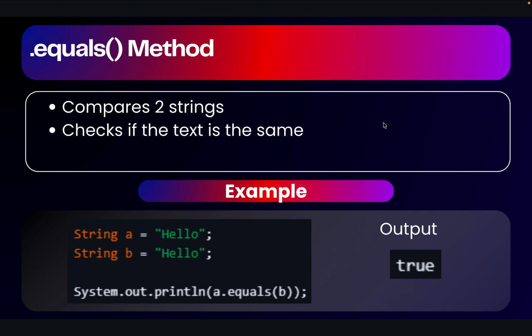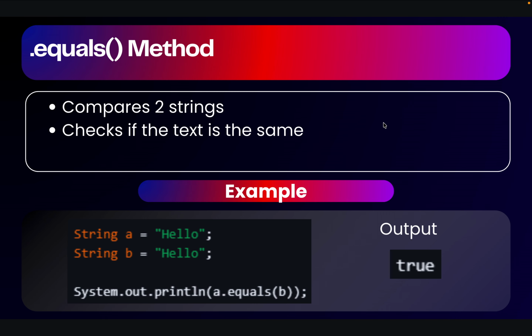Now, the dot equals method is when you actually want to compare 2 strings. So remember, you cannot use the equal sign when you're working with strings, because the equal sign means that you are assigning a value, just like when we're creating a variable. So you can't use the equal sign because it will think that you are trying to assign a value to something. And in this case, we're not assigning a value to anything. We're trying to compare to see if they are equal to each other. So we would use the dot equals method. And it's pretty much going to allow you to see if the text is the same between 2 different strings.